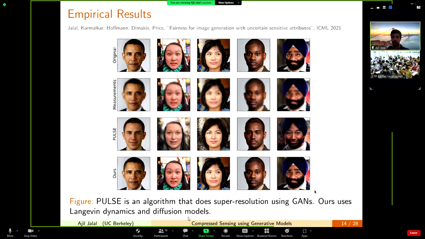And the key point here is that the GAN and the diffusion model were trained on the same data set, which was Flickr faces. So whatever racial biases existed in Flickr faces is inherited by both of these generative models, but we're able to see that clearly one is better than the other. And also they have an algorithmic difference in that PULSE performs a point estimate via MAP estimation, whereas posterior sampling is randomized and samples from the posterior.